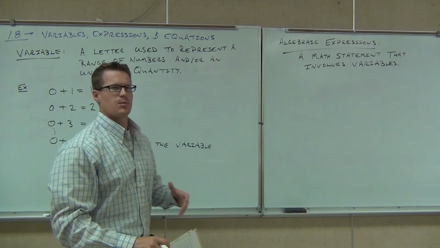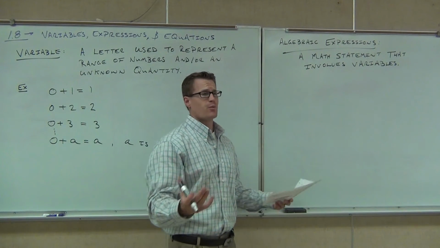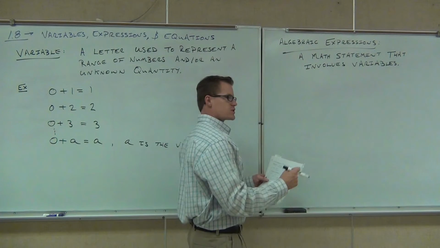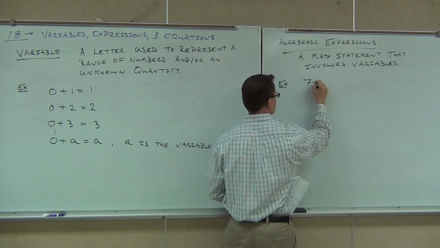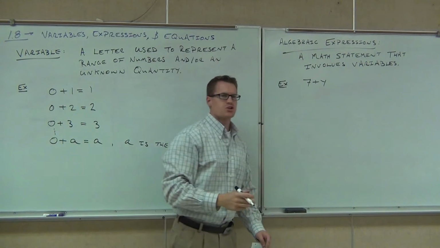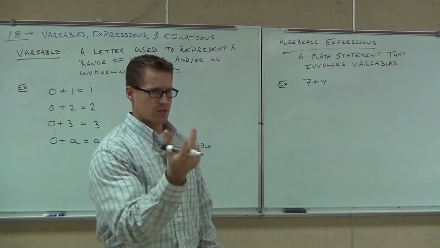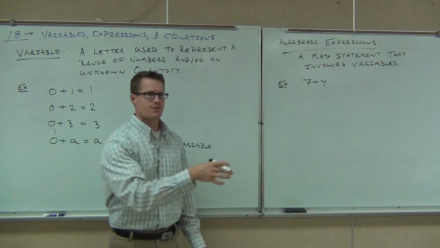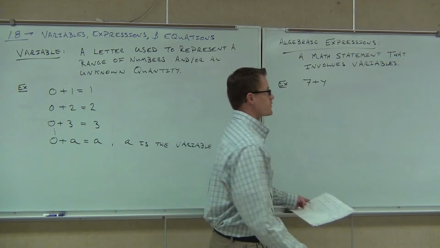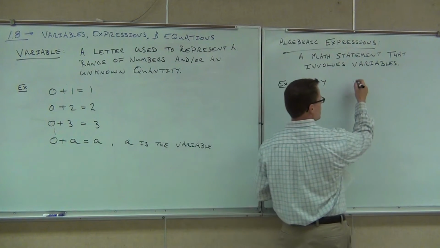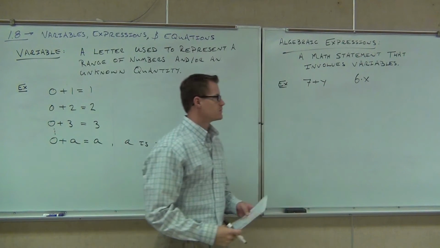I'd like to give you a couple examples of some algebraic expressions, just so you see them. Some of them we've already even dealt with. When you see something like this, it's an algebraic expression. It's got the number 7, it has a plus in the middle of it, that's saying we do something there, and it has this y at the very end, which is our variable in this case. So that's an algebraic expression just by its very nature. We could do something like that, 6 times x.